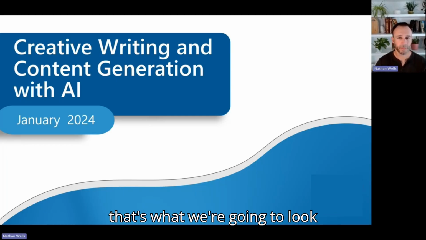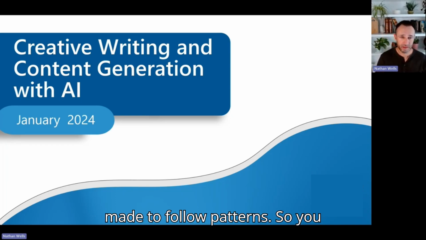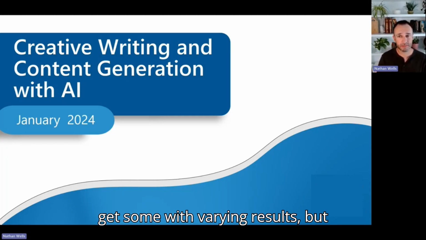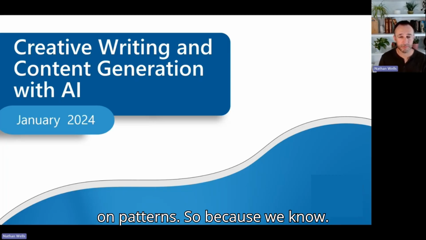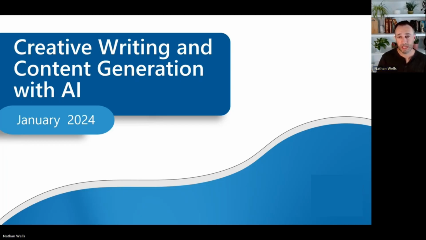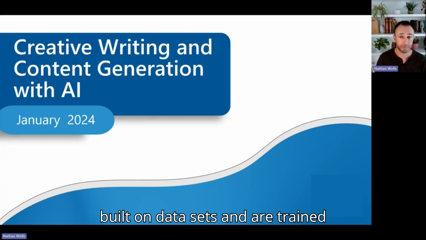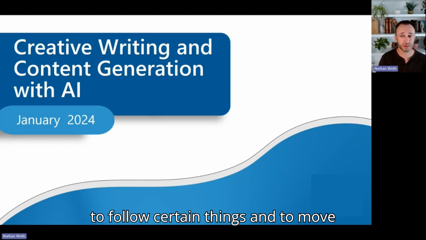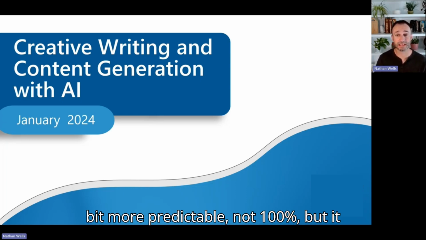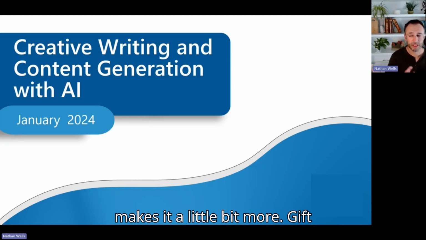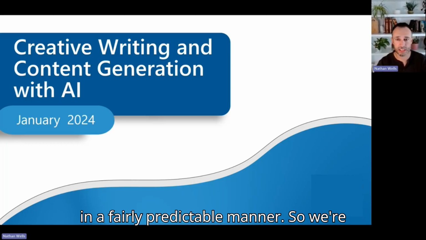One of the cool things about AI in general is it's made to follow patterns. So you get some pretty specific things that lead together because it's built on patterns. Because we know AI, large language models, ChatGPT, Claude, Gemini, Copilot, etc., are built on data sets and are trained to follow certain things and to move forward in certain ways, those create patterns. So it makes it a little bit more predictable, not 100%, but a little bit more predictable. So we can ask it and generate things in a fairly predictable manner. So we're going to look at some of those today.